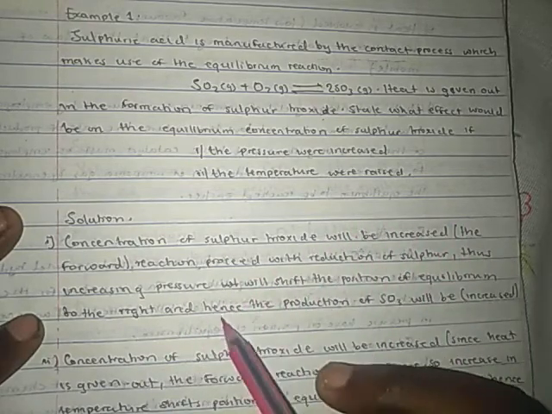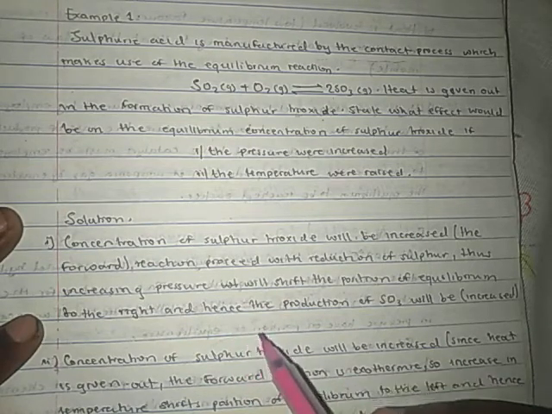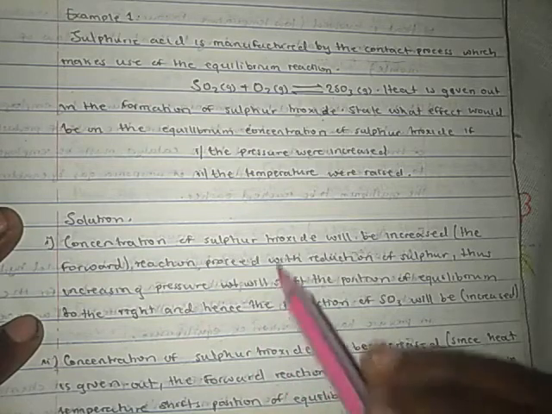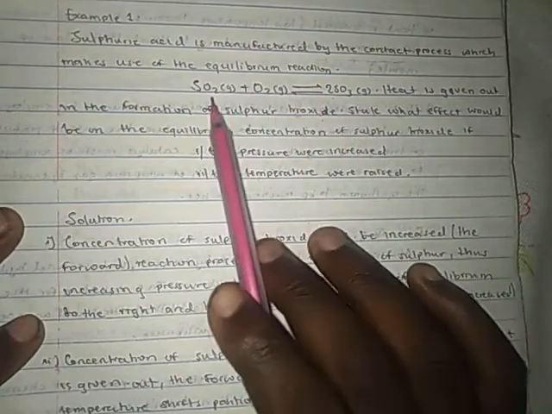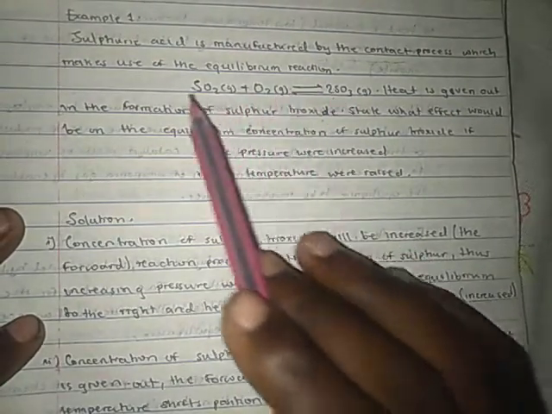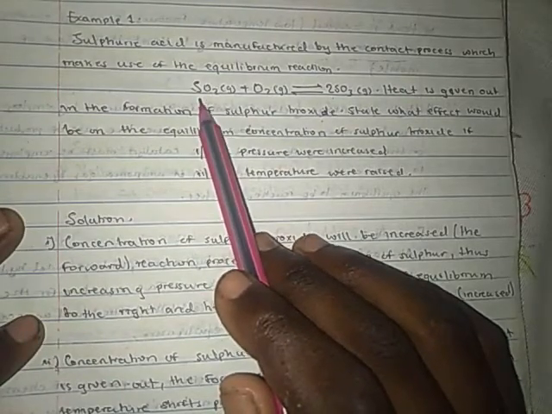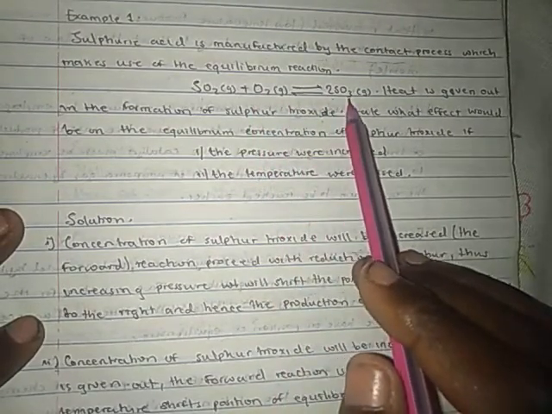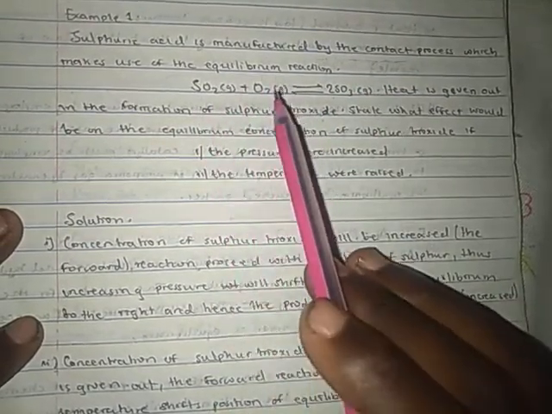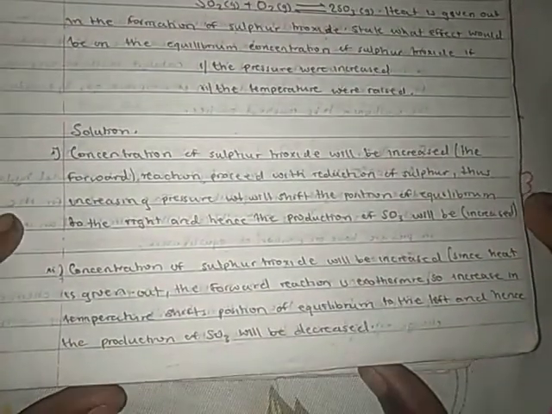Remember, this answer was written by the boy who was writing the notes, because those notes were not mine. So if the volumes are equal, pressure will not change anything. But if we increase the pressure of only one, let's say sulfur dioxide, equilibrium will shift forward. Or if we increase the pressure of oxygen, equilibrium will shift forward. But if we increase the pressure of the whole system, the equilibrium will not change. So the concentration of sulfur trioxide will not be affected.